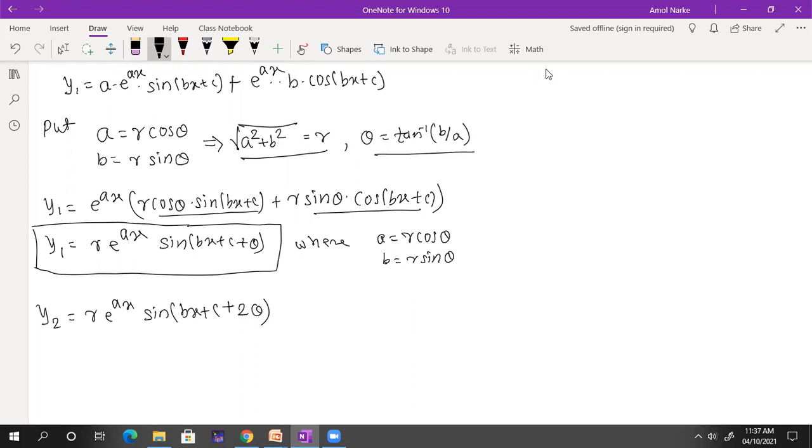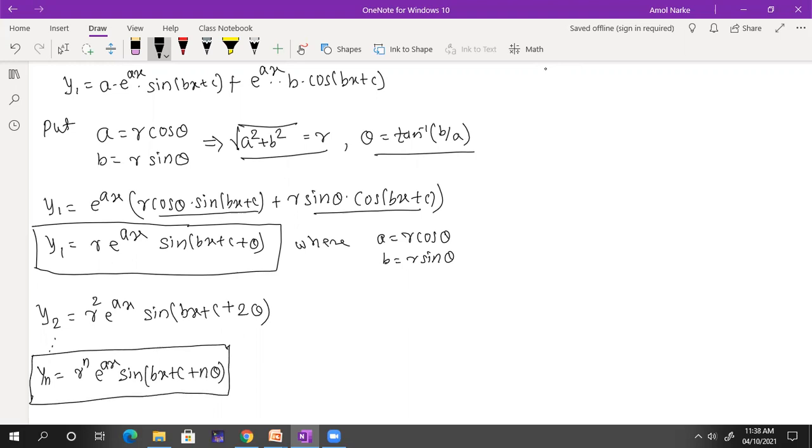Similar way, whatever we have done above, do the same here. Okay. And finally you will get yn is nothing but r. Oh, here 2 is here, so r square. Sorry, r is here, so r raised to n, e raised to x as it is, sine bx plus c plus n theta. That is nothing but the nth derivative of the given function. Check it out, everyone. Any doubts? Can you scroll up a bit, please? Yeah, I will.